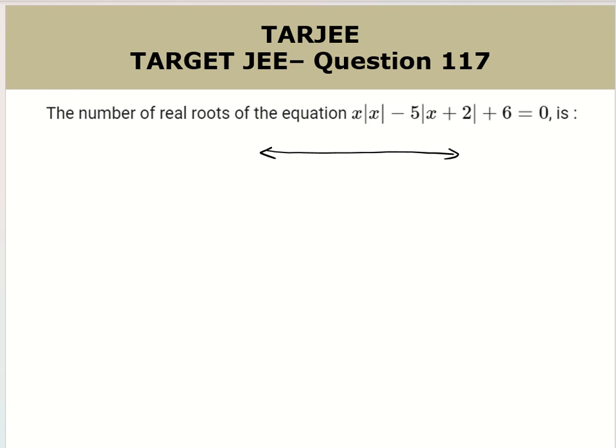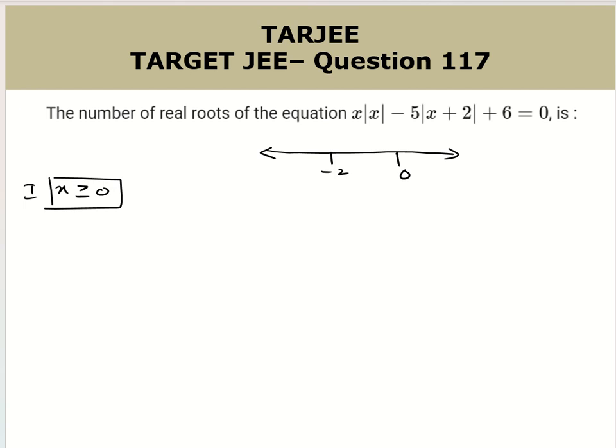So we know that modulus of x changes its nature to the right and left of 0, and modulus of x plus 2 will change its nature to the right and left of minus 2. That means we need to discuss in three zones. So let's consider case 1, when x is greater than or equal to 0. Whenever x is greater than or equal to 0, mod x is positive and modulus of x plus 2 is positive. If a quantity inside the modulus is positive, the rule is remove the modulus, take it as it is.